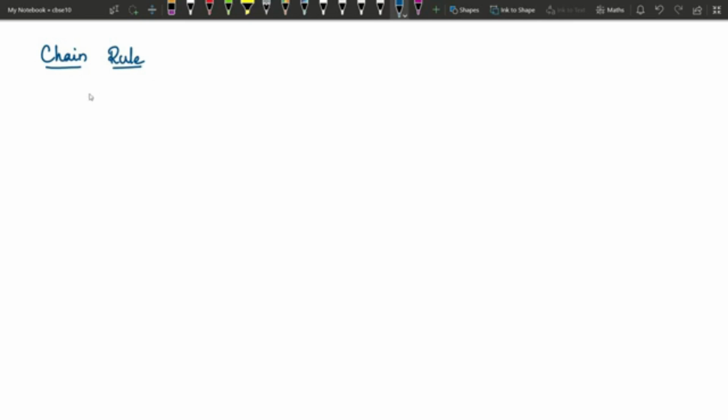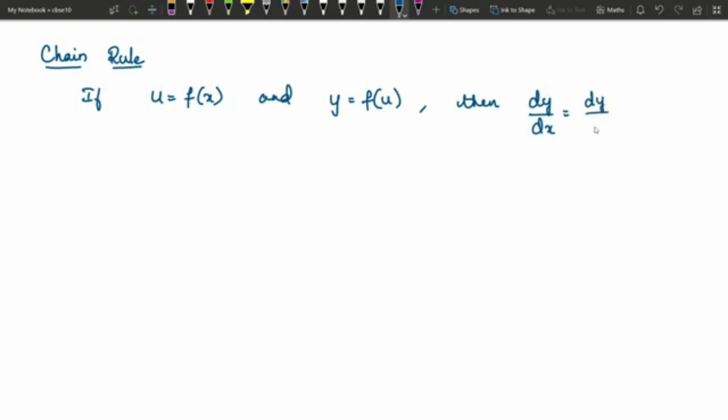That is, if u is a function of x and y is a function of u, that is, if y is a function of u and u is a function of x, then the differentiation of y with respect to x is dy by du into du by dx. Okay, this is called the chain rule.